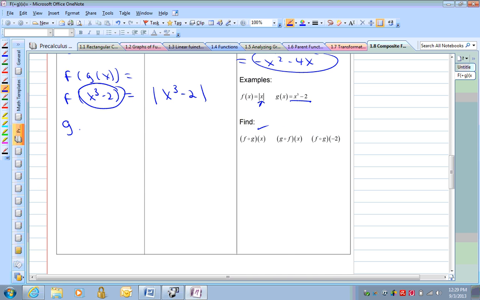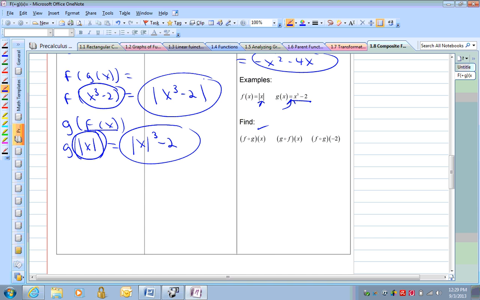Let's take g of f, g of f of x. And this time f of x is the absolute value of x. And I'm going to put the absolute value of x in for this x in the g function. So the absolute value of x replaces the x, then the whole thing would be cubed minus 2, and that would be our answer. And finally, we're going to go f of g of negative 2.